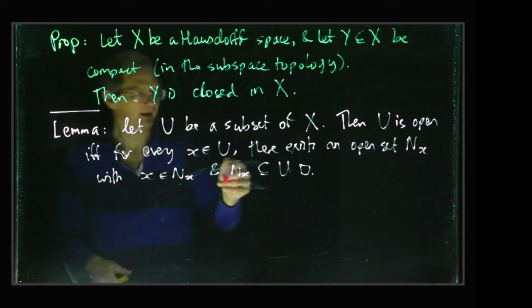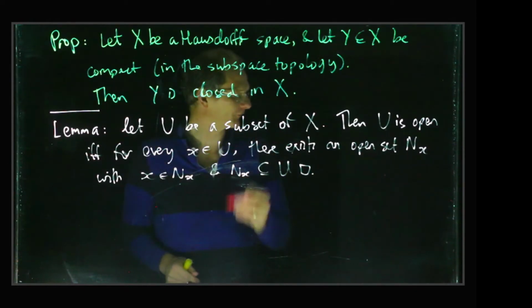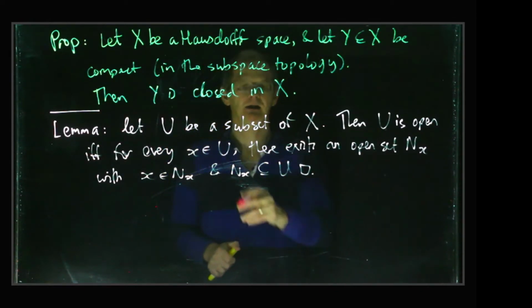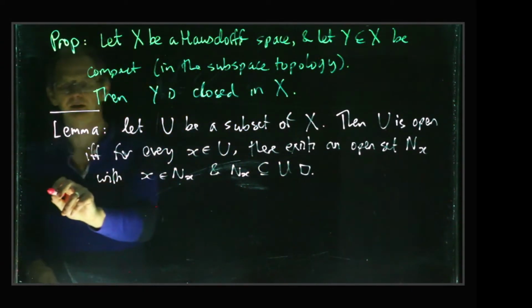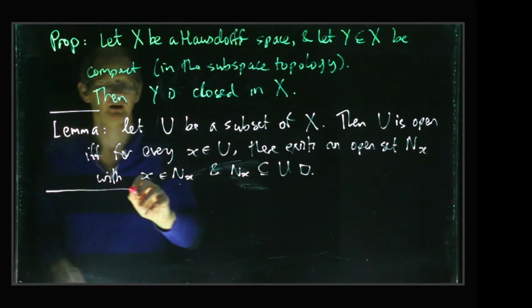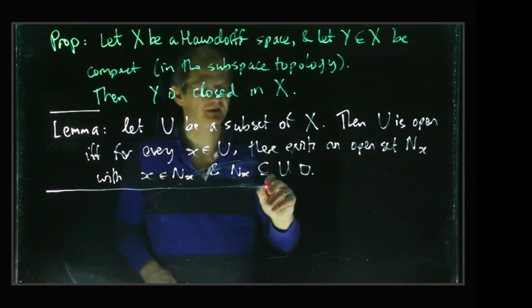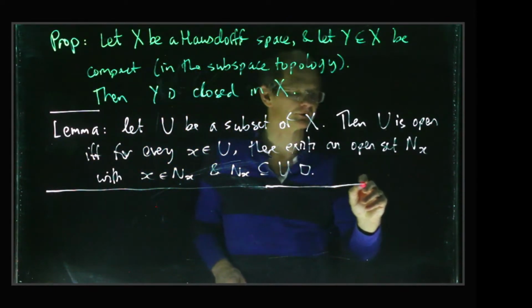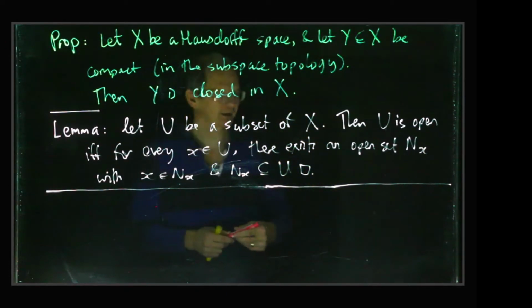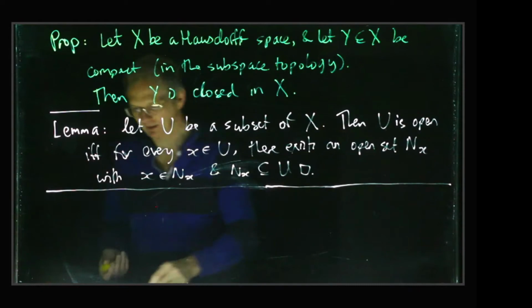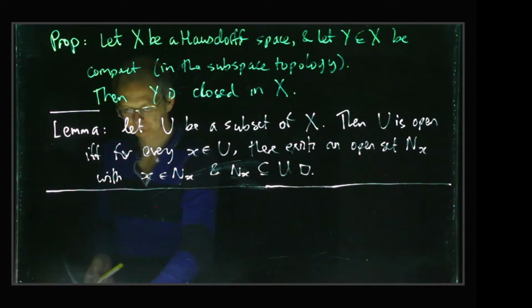And the point about this is just, of course, that if you take all the Nx's, that's a family of open sets, you take their union, it's not hard to check that that union is equal to U, and so that means that U has to be open because the union of any family of open sets is open. That was one of our basic axioms for topology. Okay, so we're going to use that lemma to prove the proposition.